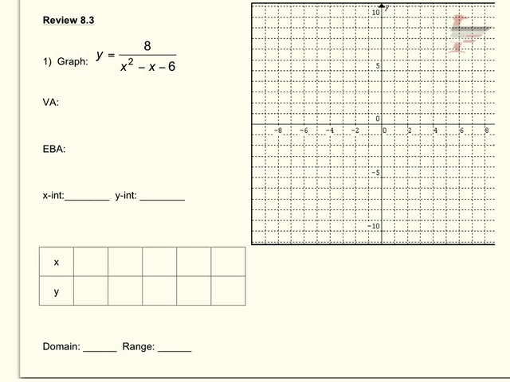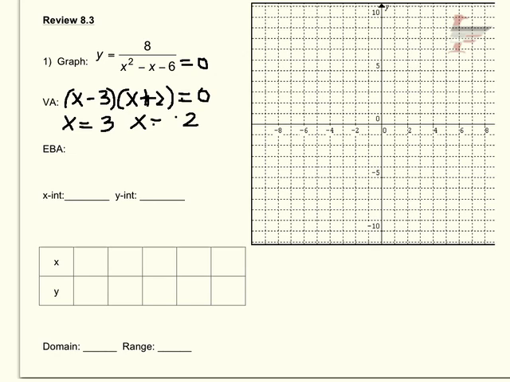Alright, section 8.3 looked at a bit more complex graphs, rational graphs. So the first one says 8 divided by x squared minus x minus 6. So again, to find the vertical asymptote, you solve the denominator. I'll just set that denominator equal to 0. Of course it's a quadratic, so lucky for us that factors down to x minus 3 and x plus 2. So I'm going to have vertical asymptotes, if I solve those, at 3 and negative 2.